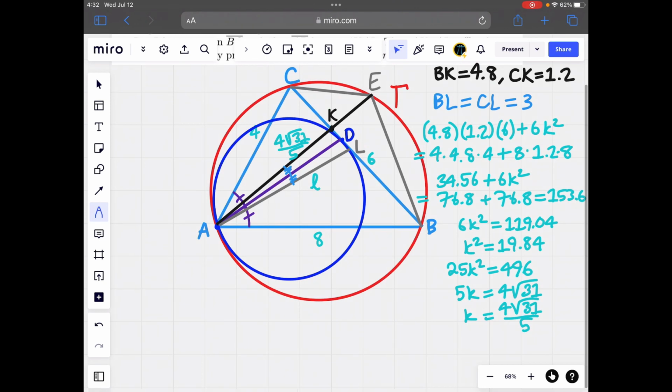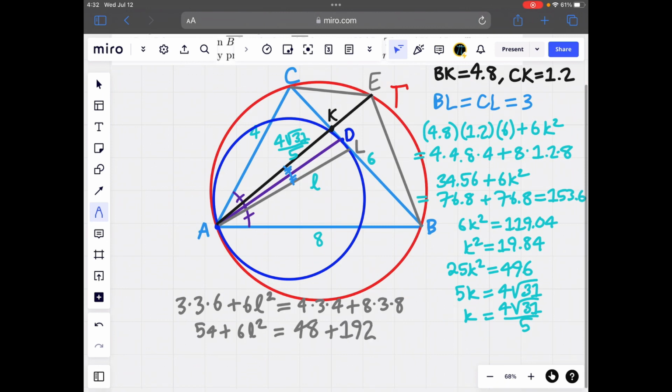And now for little l, we have 3 times 3 times 6 plus 6 times little l squared equals 4 times 3 times 4 plus 8 times 3 times 8. 3 times 3 times 6 is 54, plus 6l squared, equals 4 times 3 times 4, which is 48, and 8 times 3 times 8, which is 192. So this is equal to 240. 6l squared is 240 minus 54, which is 186. We have little l squared equals 31. That means little l is equal to root 31.